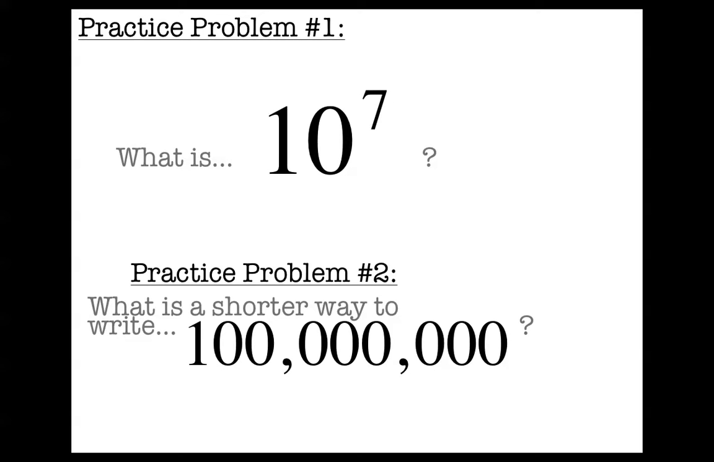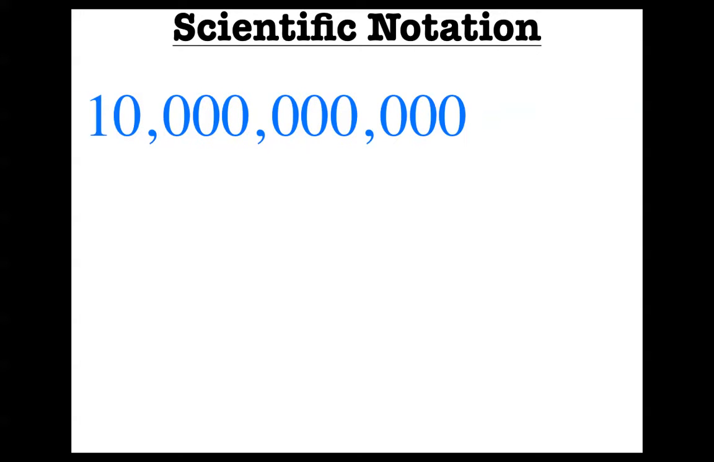All right, once you think you've got those, let's talk about how to write really big numbers in scientific notation. 10 billion is a really big number, but it's just 10 to the 10th power, because there are 1, 2, 3, 4, 5, 6, 7, 8, 9, 10 zeros there.